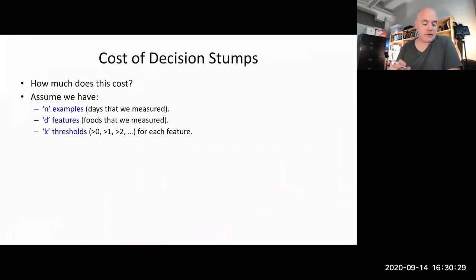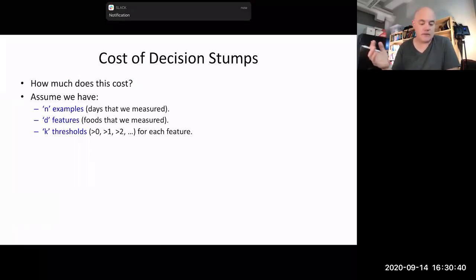So how much does this algorithm cost? Well, assume we have n examples. We already have that. That's the data that we measured. D features, we already have that. That's the number of fruits that we measured. K thresholds. Now, we don't know what K is. That's going to be in the data, whatever that happens to be.